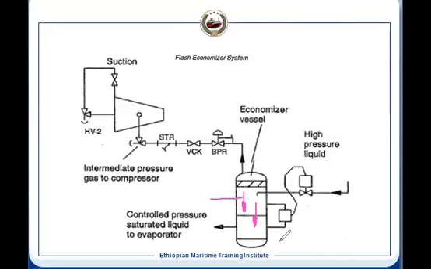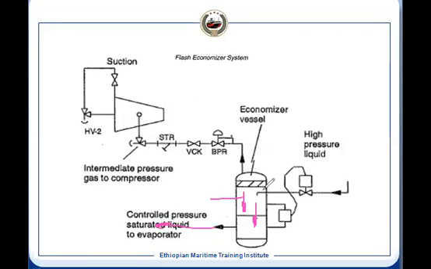So it will come from within the liquid itself. So the liquid pressure will reduce, as well as the temperature will reduce, and a certain amount of flash vapor will generate. So this liquid at low pressure and low temperature then will go to the evaporator.